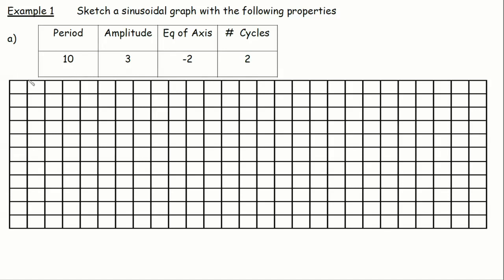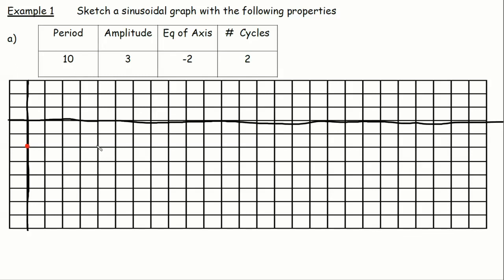So the first thing I'm going to do on this graph is set up my axes. Okay, I know that my axis is going to be at -2, so I'm just going to have my horizontal x-axis running somewhere through, like so. Okay, and now I can start to draw my curve. I'm going to start at my axis. My axis is y equals -2, so I'm going to have a point here. Again, it's sinusoidal, so I'm going to follow that pattern, which means in 10 units, I should end up back at my original y value.